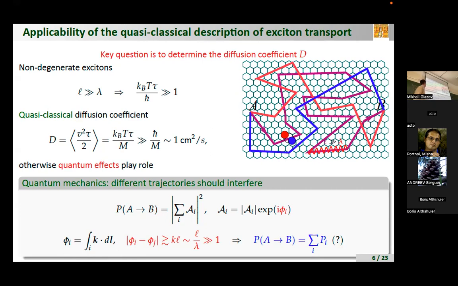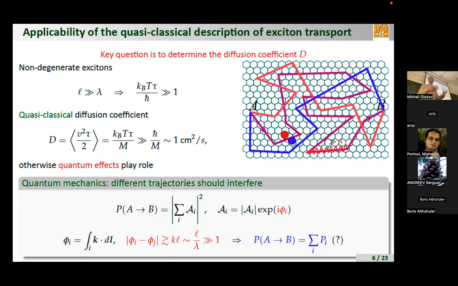So in a relatively clean system, or if the scattering is not that efficient, we know that we have this condition: the mean free path is much larger than the wavelength. We take two different trajectories. These trajectories differ in length by at least one mean free path. So the difference of the phases is the product of the exciton wave vector times the mean free path. In fact, it is much larger for a typical trajectory. But this parameter, in theory, is already very large.